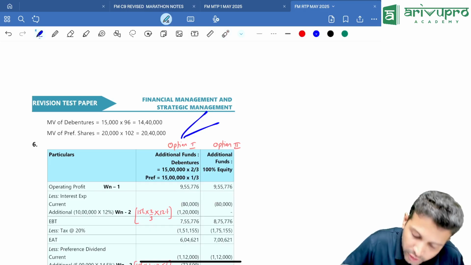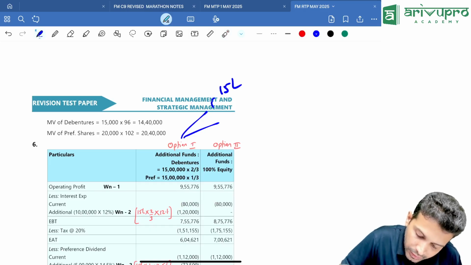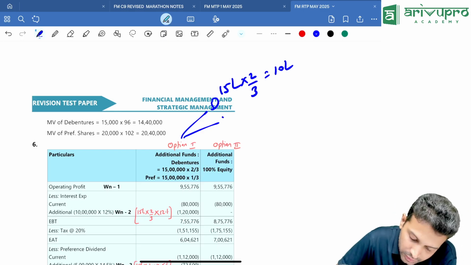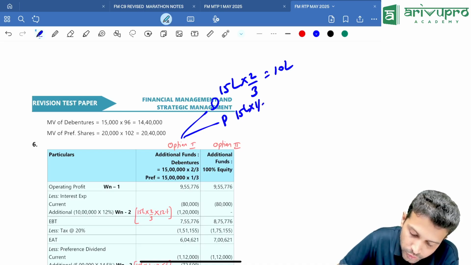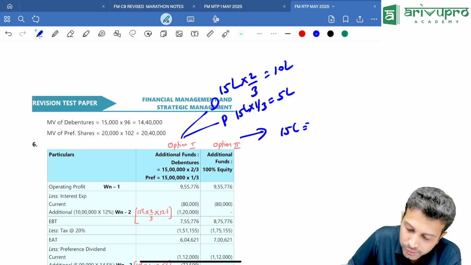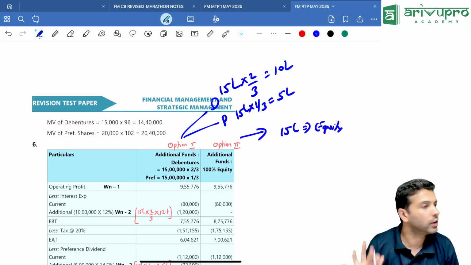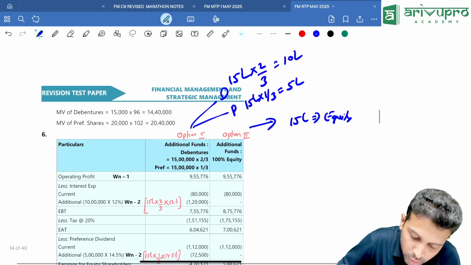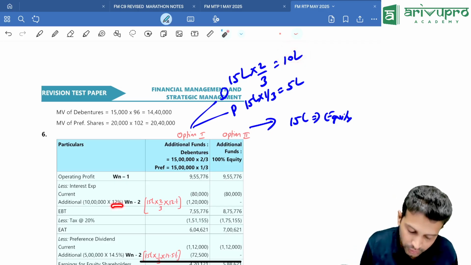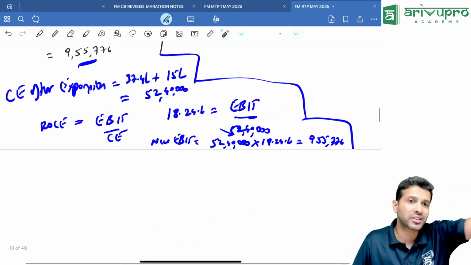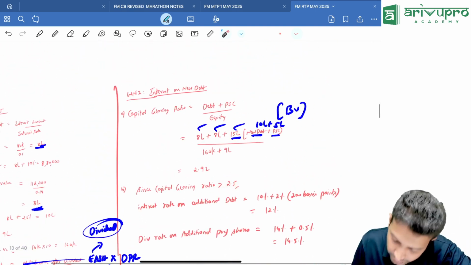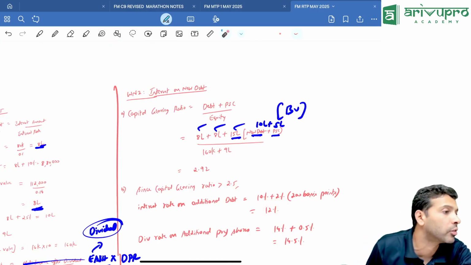Again, if you want, you can recollect. In option number 1, what are you doing? Out of 15 lakh, 2/3 will come through debt. That means the debt value is 10 lakh. And 1/3 will come through preference shares. 1/3 of 15 lakh is 5 lakh. This is option number 1. In option number 2, the entire 15 lakh will come through equity, just for your reference. Now, how much debt are you raising in the first option? 10 lakh. Can you raise the debt at 10%? The old debentures' interest rate was 10%. Since the capital gearing ratio was more than 2.5, the new debentures will have an interest rate of 12%.